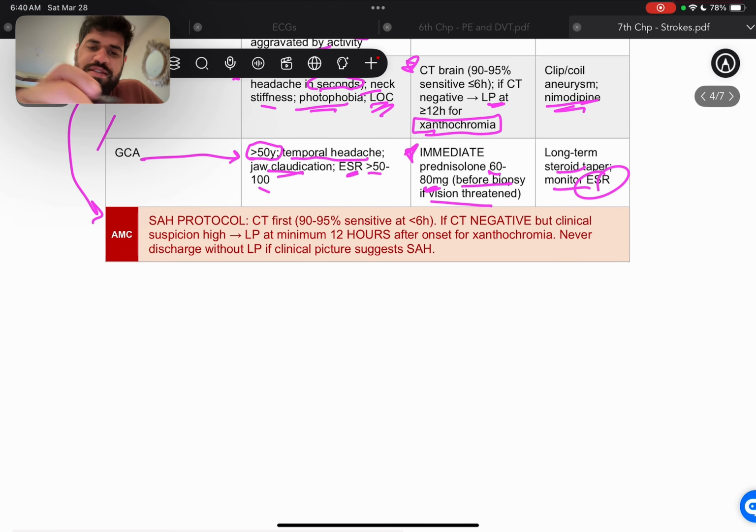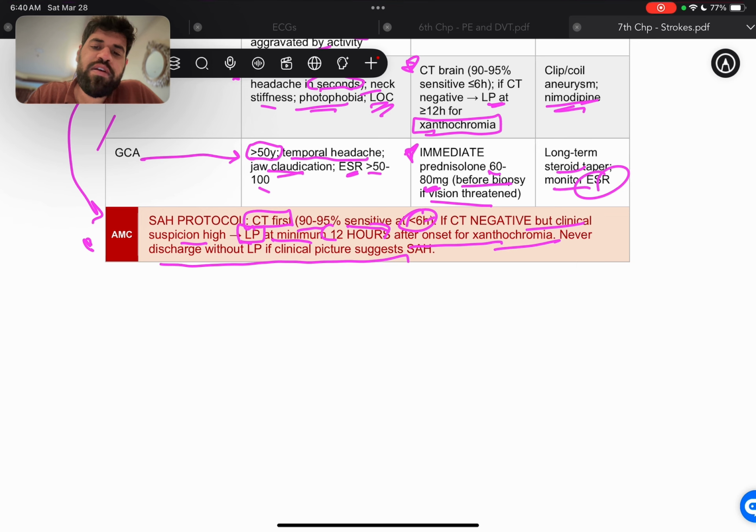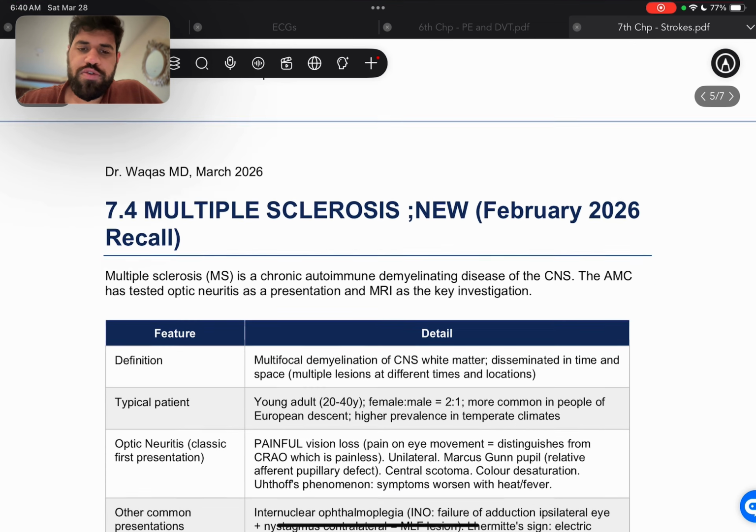Now for SAH, the important fact is that the first CT is 90 to 95% sensitive at less than 6 hours. If the CT is negative but the clinical suspicion is high, we have to get a lumbar puncture done at minimum 12 hours after the onset for xanthochromia. And never discharge without LP if clinical picture strongly suggests SAH.